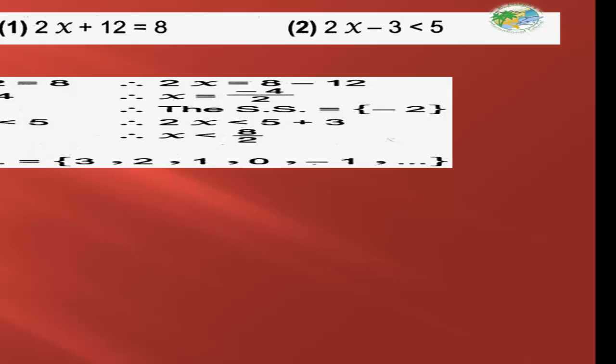The second question, 2x minus 3 less than 5. The same steps. Move negative 3 to the other side with a different sign, it becomes positive 3. So 2x less than 8. Divide by 2, x less than 8 over 2. Then x less than 4. Solution set: what is less than 4 and belongs to Z? 3, 2, 1, 0, negative 1, negative 2. This is an infinite set because it belongs to Z.